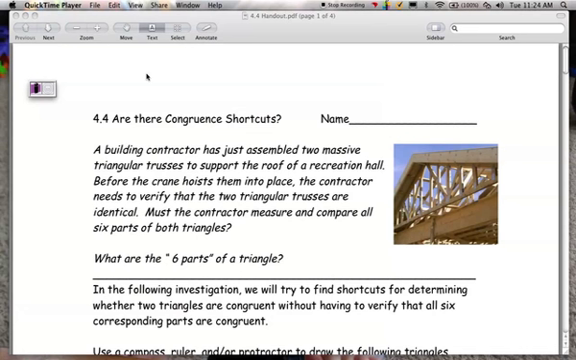So if we read through this, it says a building contractor has just assembled 2 massive triangular trusses to support the roof of a recreation hall. Before the crane hoists them into place, the contractor needs to verify that the 2 trusses are identical. Must the contractor measure and compare all 6 parts of the triangle? What are the 6 parts of the triangle? Okay, so we should fill that out.